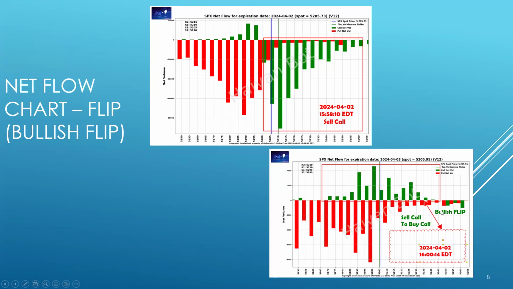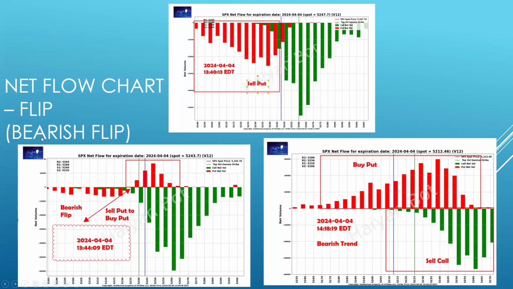Two minutes later, you see all the sell calls have disappeared and moved above the zero axis, which become buy calls. So from sell calls, they flip to buy calls. This is what we call a bullish flip. So the market has increased. The market starts a bullish trend afterwards.